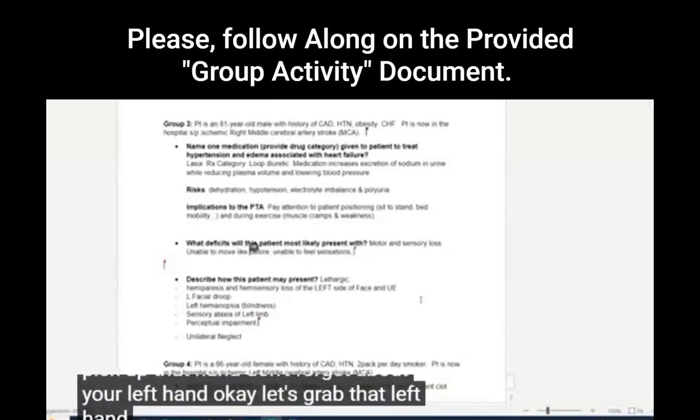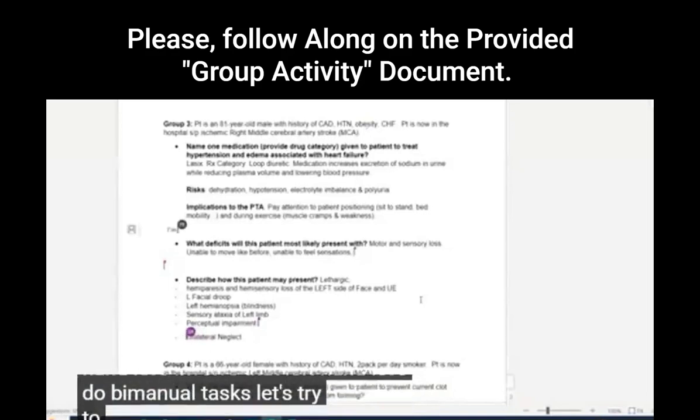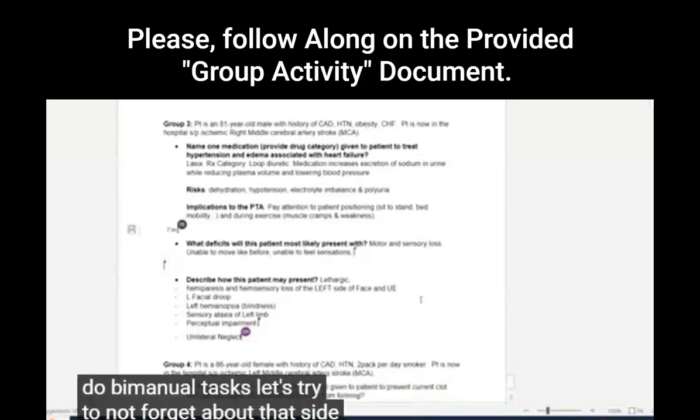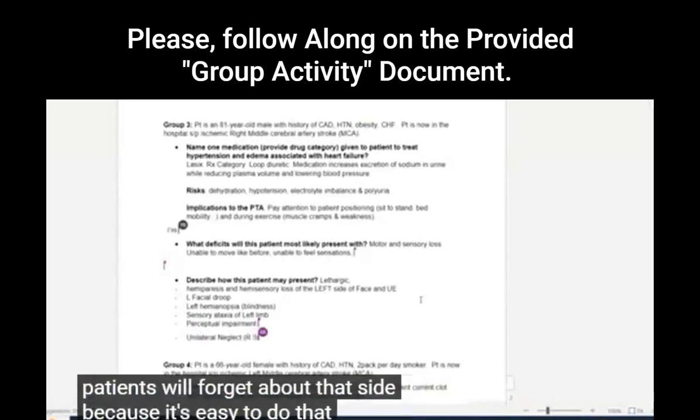Okay, let's grab that left hand. Let's involve that left hand. Let's do bimanual tasks. Let's try to not forget about that side, because patients will forget about that side because it's easy to do that.